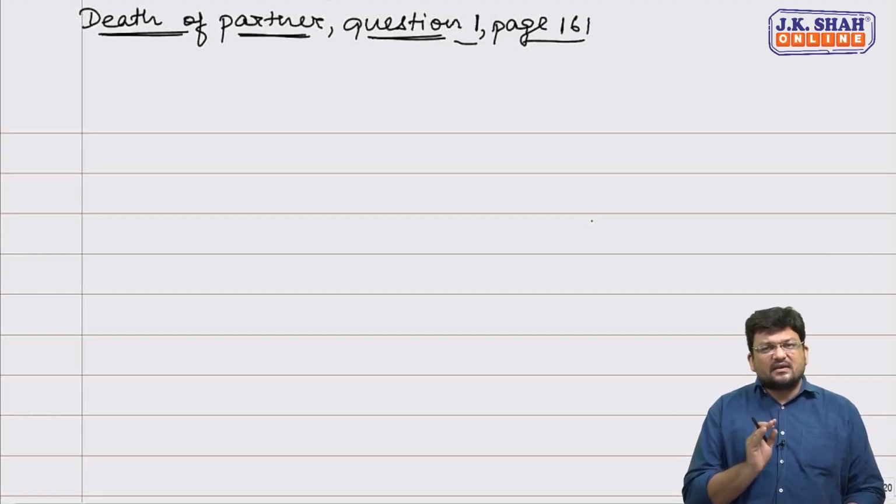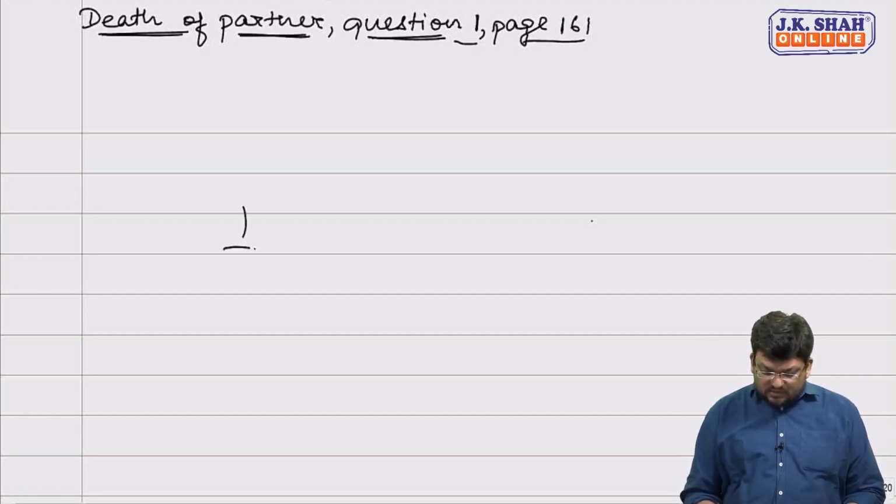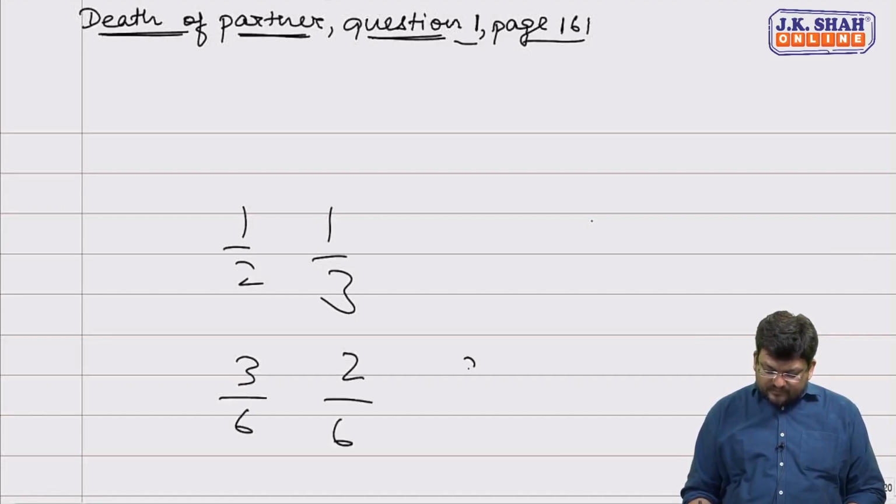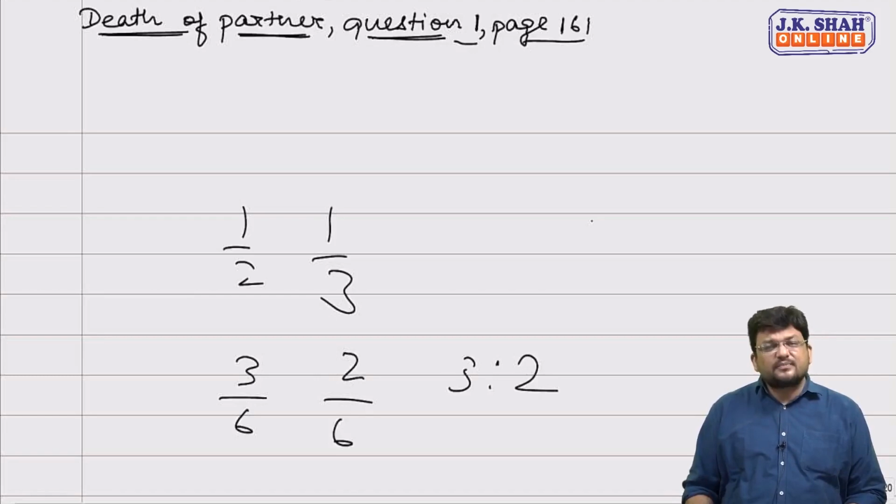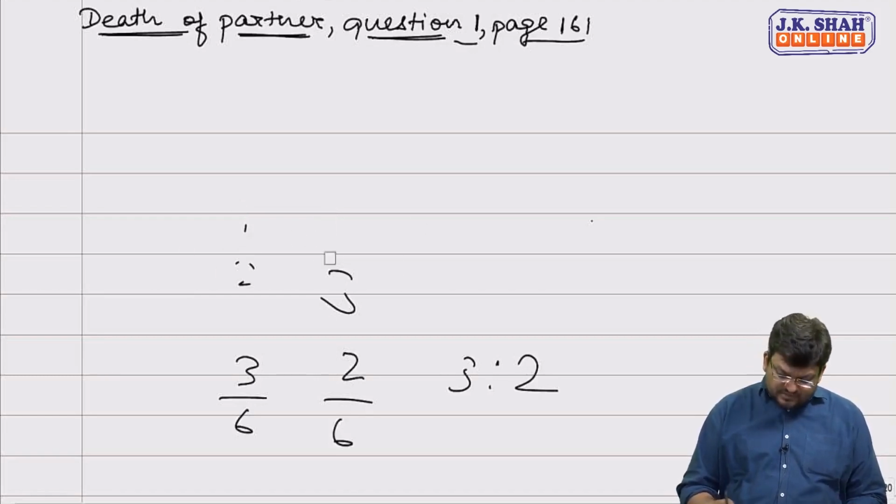So can we say 1/2 and 1/3? If we make the denominator the same, it will be 3/6 and 2/6. Can we say they are sharing profits in the ratio 3:2? They are sharing profits in the ratio 3:2. Yes, sir.